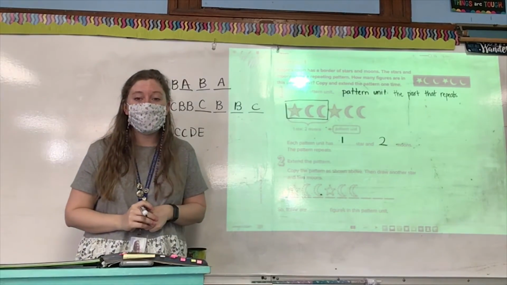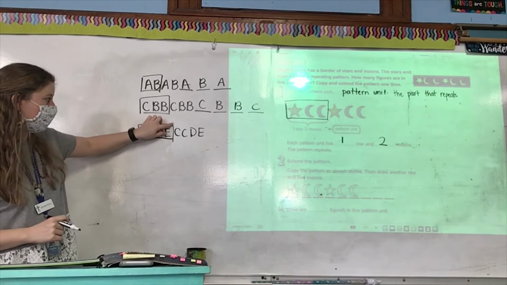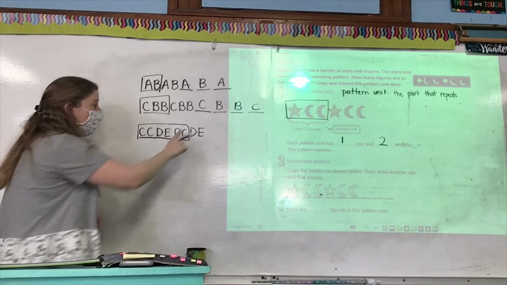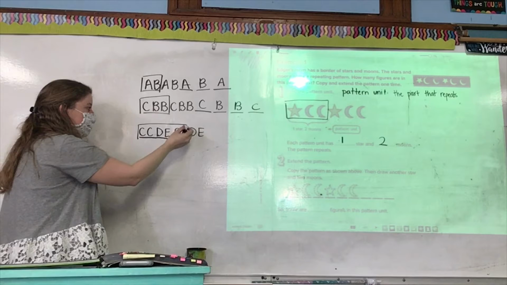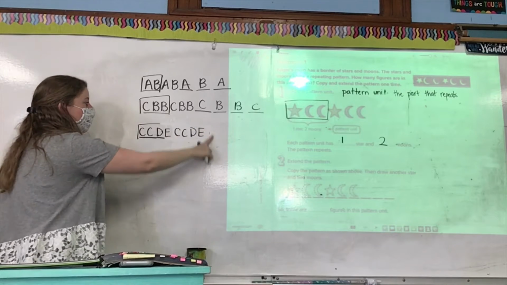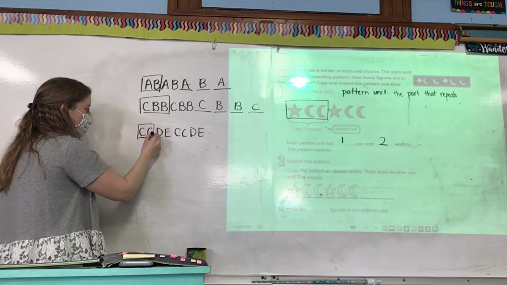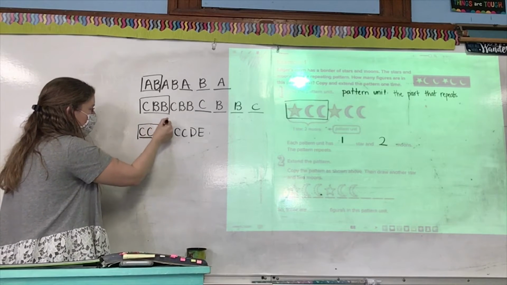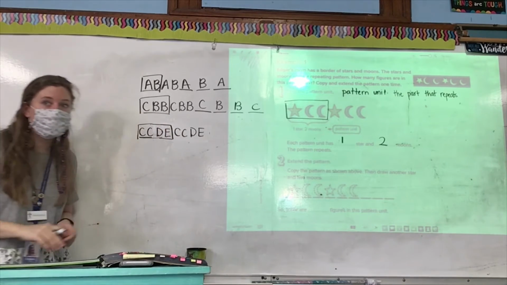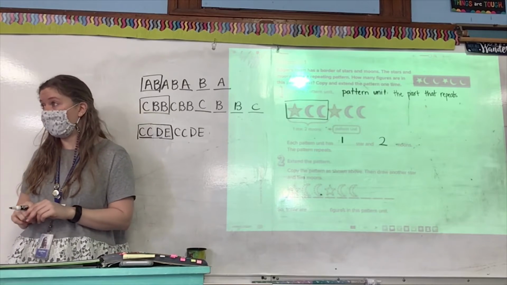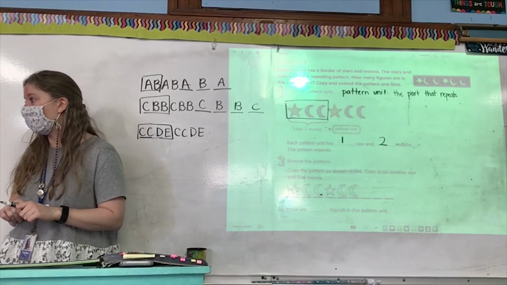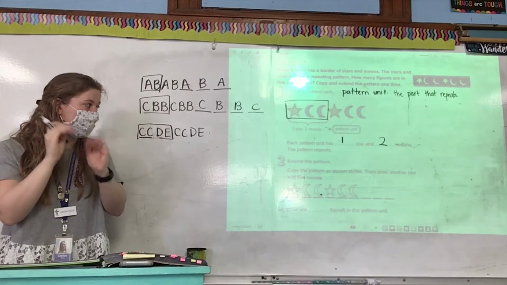Make sure when you're doing pattern units, you're not including too many pieces, like saying that the pattern unit is CCDE, CC, or even CCDE, CCDE, or not including enough, like saying that the pattern unit is CC or CCD. Make sure you are including all the parts that repeat, but only one time. You have to be careful that you're not including too much or too little in your pattern unit. You're just looking for the one part that repeats.